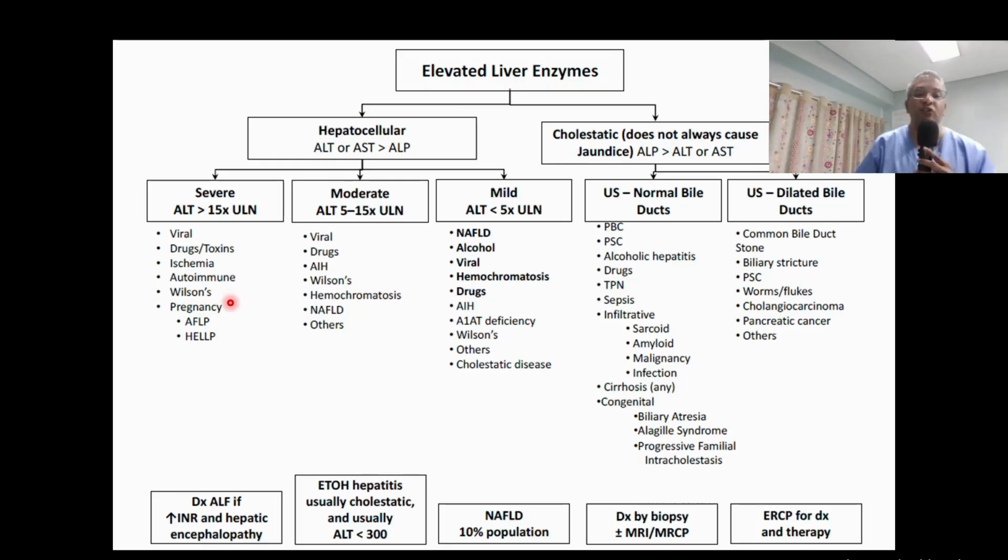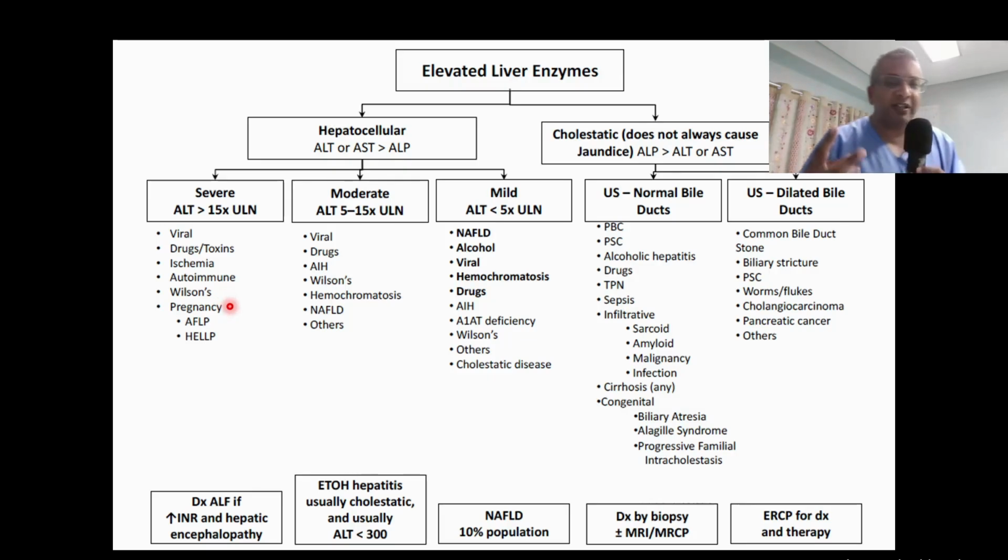Wilson's, the condition where there's copper overload. So you know that your serum ceruloplasmin is going to be low, and your 24-hour urinary copper is going to be high, and a lot of copper gets deposited in the liver, which can predispose to cirrhosis. It also presents with hemolysis and causes basal nuclei problems as well.